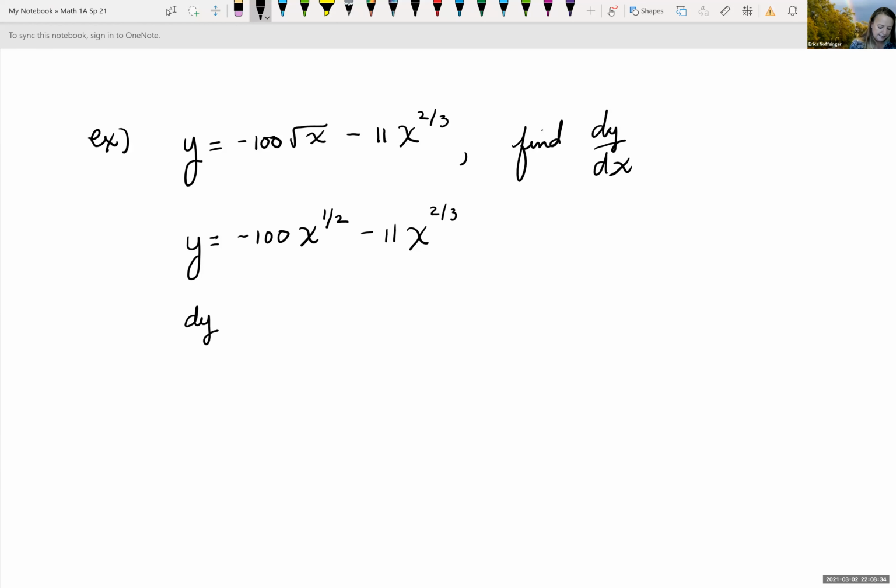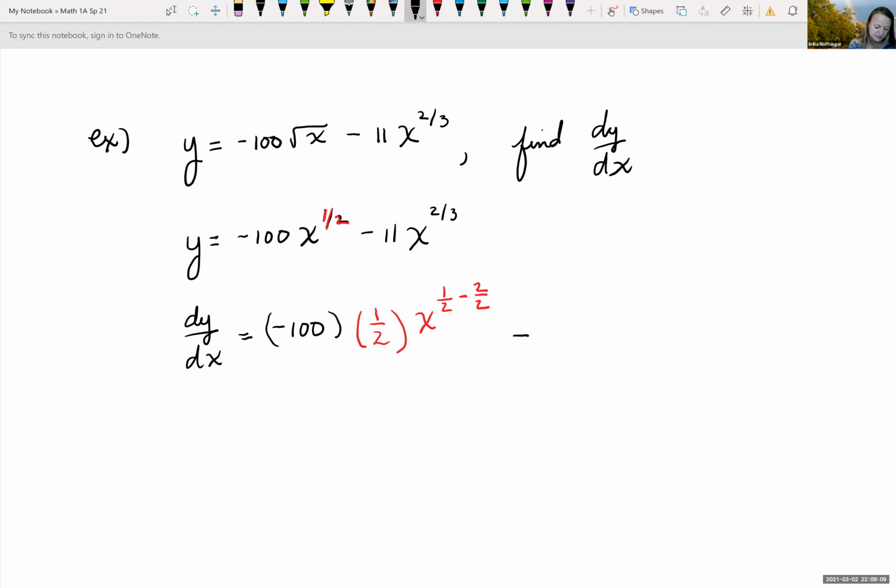And so dy dx is equal to, so I'm going to keep my coefficient in front times the derivative of x to the 1/2. So I can bring my power down front, 1/2 x, and subtract 1 from my power. So 1/2 minus 1. If my exponent is a fraction, I'm usually going to write that 1 with a common denominator. So I'm going to write that 1 as 2/2, just to make my life easier.